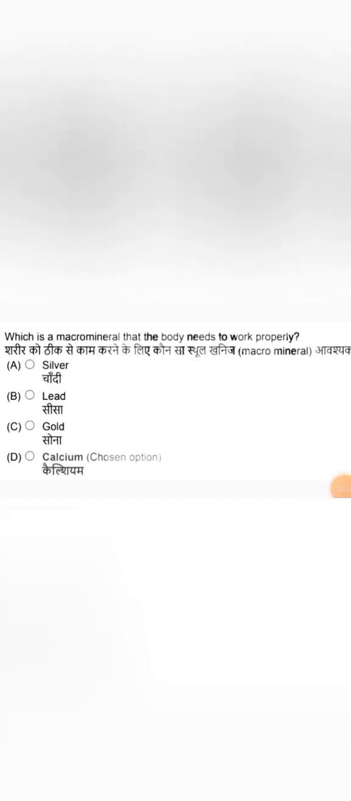And the next question, which is a macro mineral that the body needs to work? Options: option A silver, option B lead, option C gold, option D calcium. Which among the following is one of the macro minerals which the body needs to work properly? It is calcium. Calcium is a macro mineral. Option D is the correct answer.